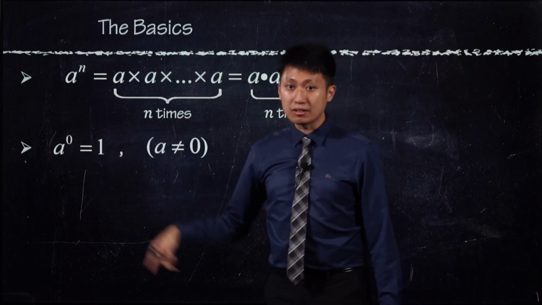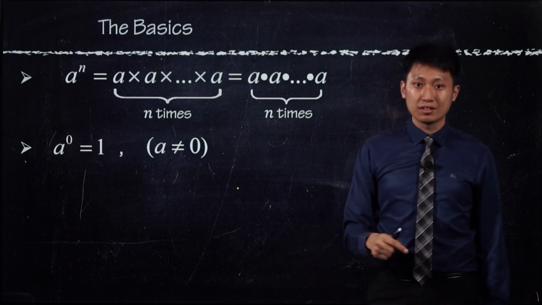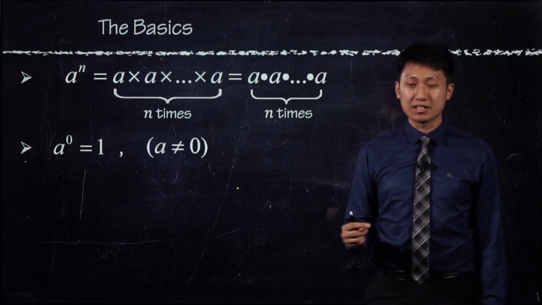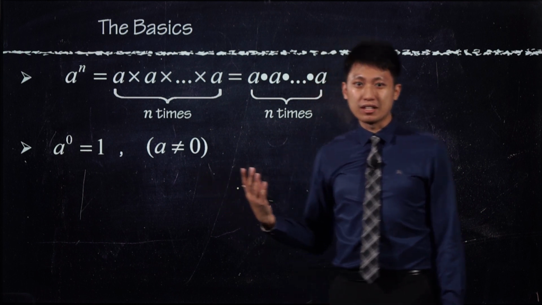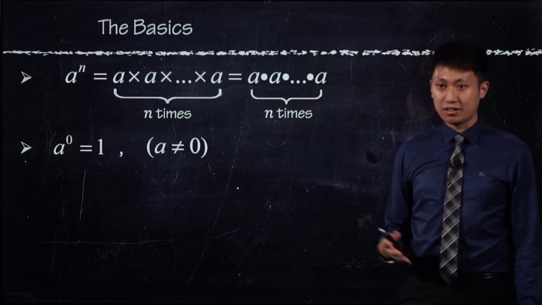Okay, a to the power 0. Anything to the power 0 must be 1, right? Except 0 itself. So 7 to the power 0 is 1, 5 to the power 0 is 1 as well, and -2 to the power 0 is also 1.